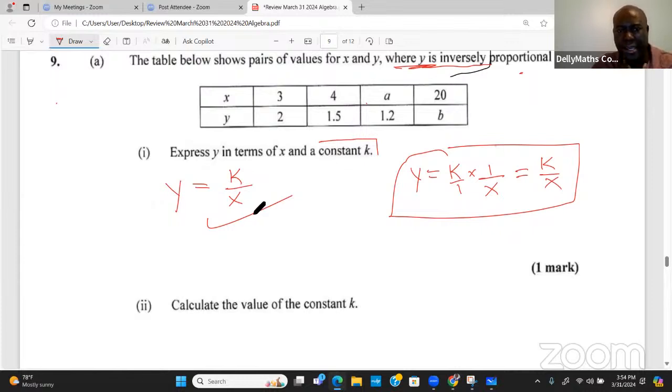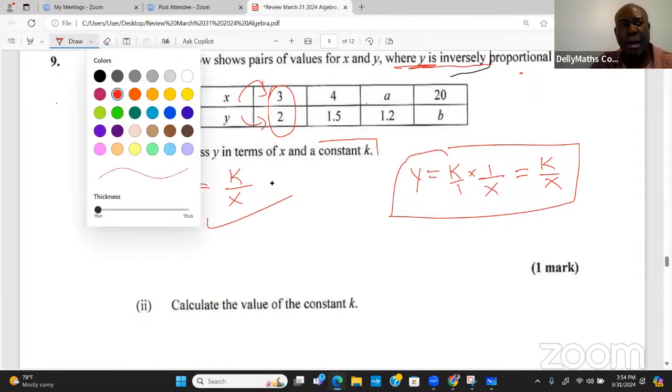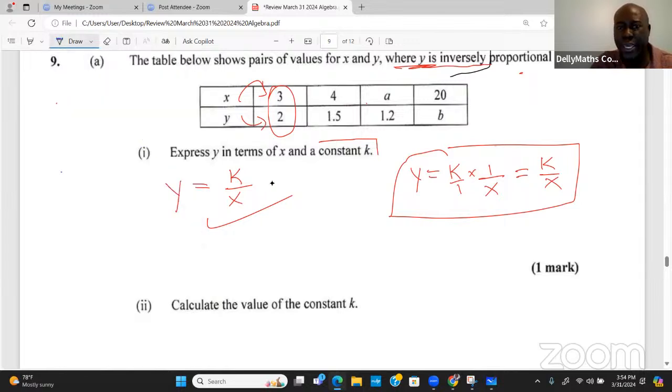It says here, calculate the value of k. If I'm going to calculate the value of k, I'm going to focus on 1 thing. I want to focus on a column where I have the value for x and the value for y. And you can see that I could use this. And I think that they really love you this year because, look, they gave you 2 things to work with. So if you want to use 3 with 2, you can. Or if you want to use 4 with 1.5, you can. But I'm just saying, don't waste your time and do 2. You're going to get the same k. So I'm going to pick 3 and 2.